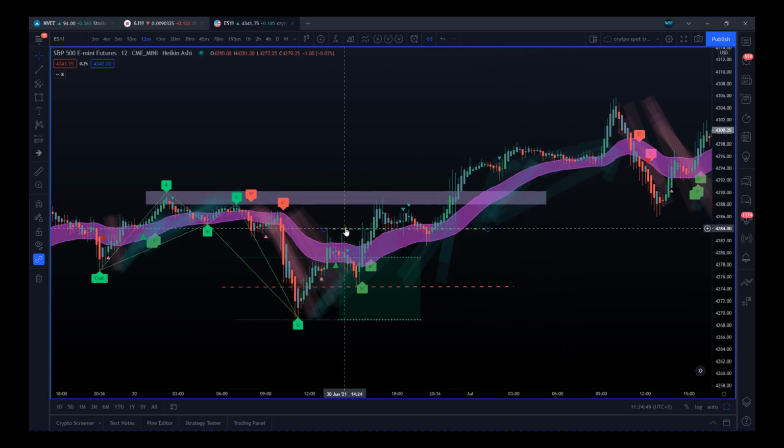So the aggressive entry at 4284, we push through, we can see how it tests this resistance, comes back down, tests support on the EMA Cloud. This is set to 34, which is a standard setting, and then we push through. We see these green candles here.